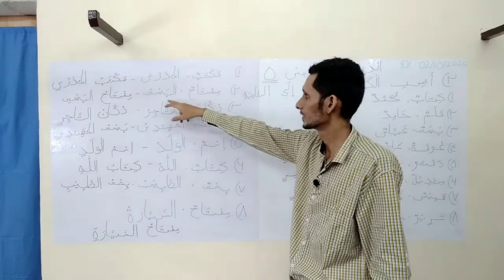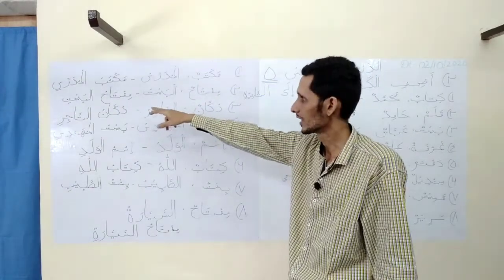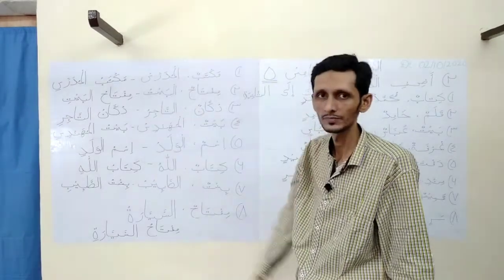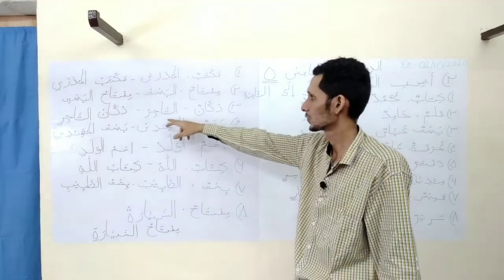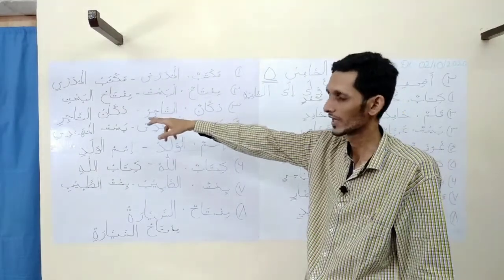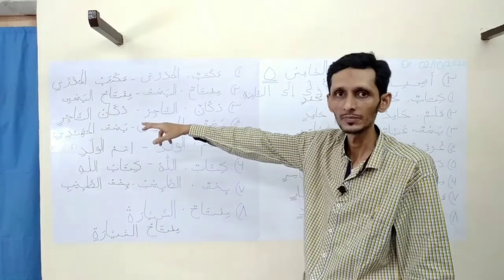Miftaqun al-baytu. The murakkab will be Miftaqul bayti. Key of the house. Dukkanun at-tajiru. Combination will become Dukkanut tajiri. Shop of the businessman.